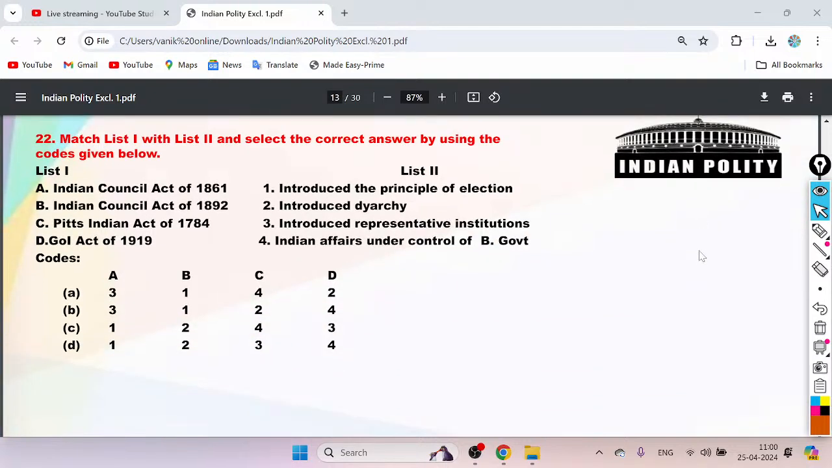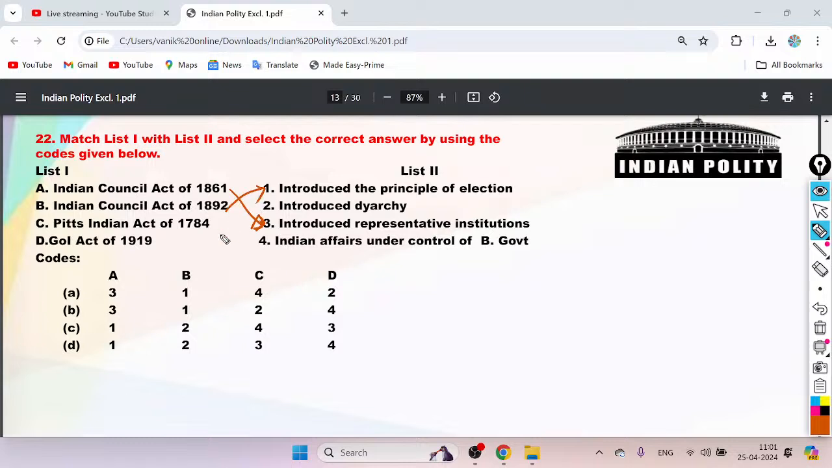Next is match the list. Match list 1 with list 2. Select the correct answer. Okay, let us see. Indian Council Act 1861 introduced the representative system. It provided nomination of certain non-official members to the executive council. So that is called introduction of representative system. Official representation started in 1909.